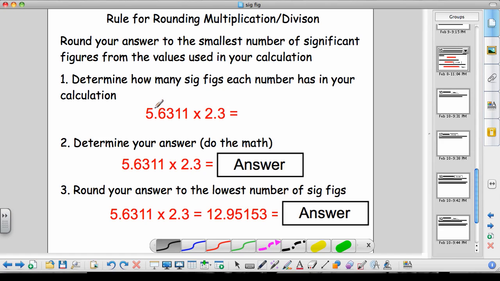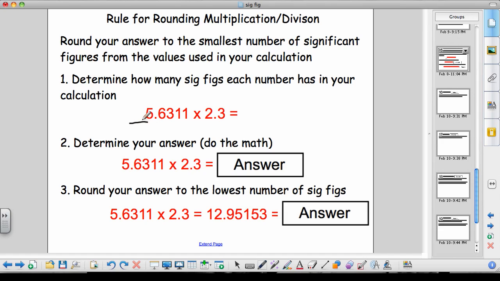This first one, I have 5.6311. What I want to take a look at is whether I have the decimal present or absent and count up my sig figs. My decimal is present, therefore I'm coming from the left side, the Pacific side, and moving across the slate to the first non-zero number. That's the first number here, the 5. That number and every number after that is significant. If you're having trouble figuring this out, then you've got to go back and watch some of those other videos. But this number right here has 5 sig figs.